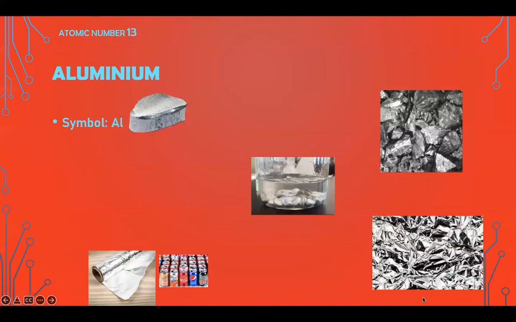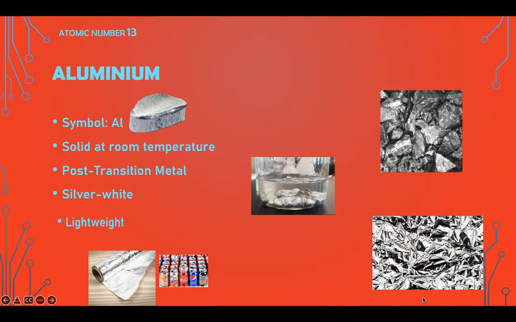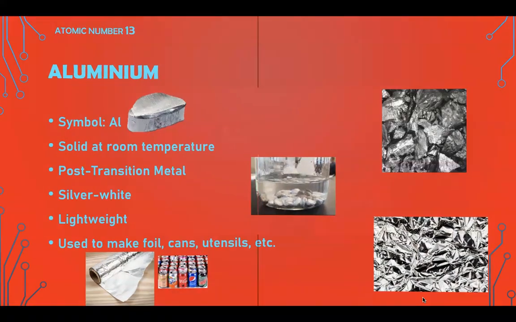Now we come to aluminium or aluminum. Its symbol is Al. This element is a solid at room temperature and is a post-transition metal. Aluminum or aluminium has a silvery white color. It is pretty lightweight because of its low atomic number. Aluminum or aluminium is used to make foils, cans, utensils, etc.